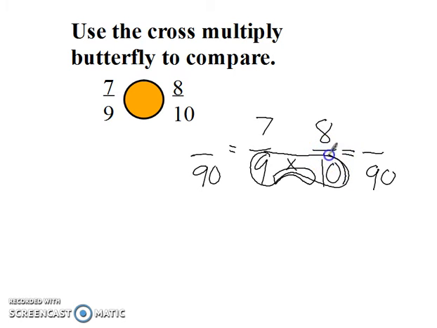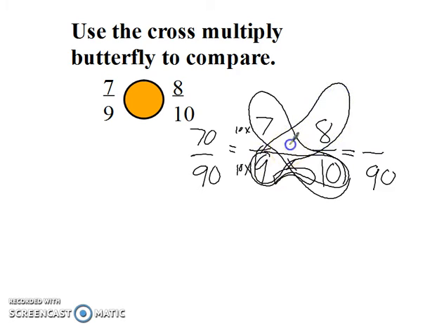So here's my first wing. I have 7 times 10 right there, because remember this is cross multiply. 7 times 10 is 70. So 7/9 is the same as 70 over 90. I mean, obviously, look, this is 9 times 10 and 7 times 10. Over here I'm going to get my second wing, and I have 9 times 8, which is 72. 72 over 90 is just a little bit bigger, so 8/10 is just a little larger.